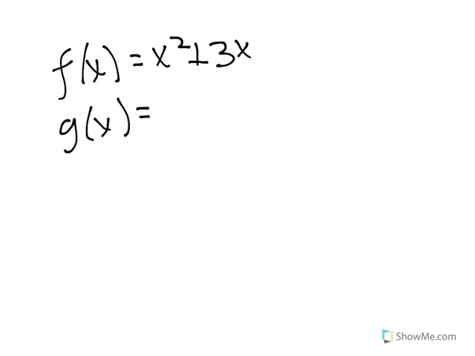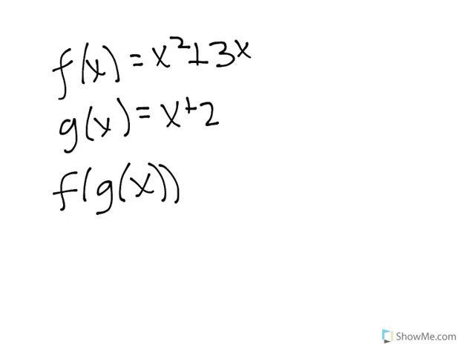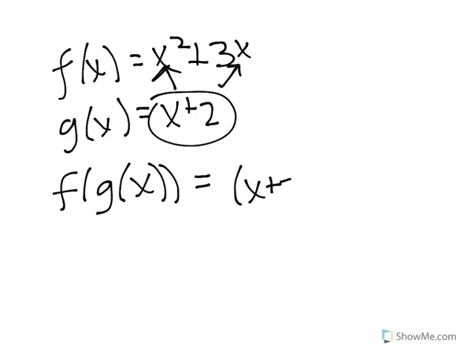Sometimes they'll give you a function like this, f of x equals x squared plus 3x. In this one, there's more than one x in the problem. And the second will be g of x equals x plus 2. This time, when you're solving for f of g of x, you plug in g of x in for the x's, but you do it more than once because there's more than one x. So this one will be x plus 2 squared plus 3 times x plus 2.